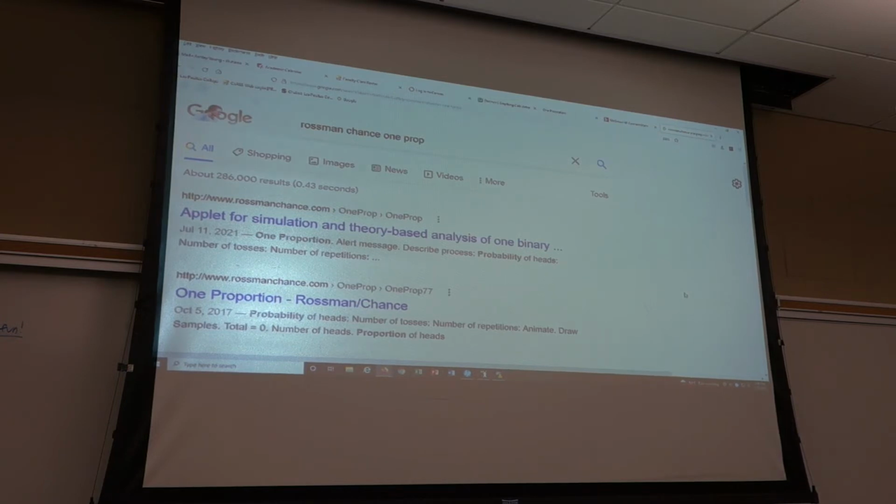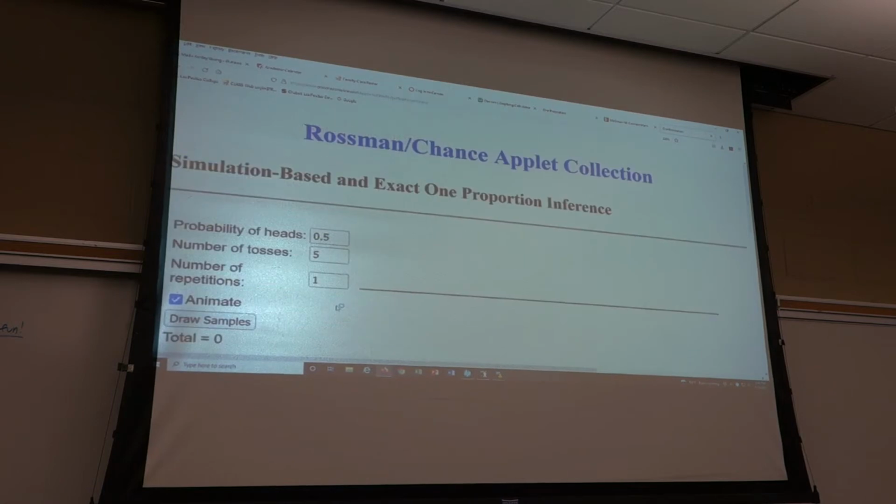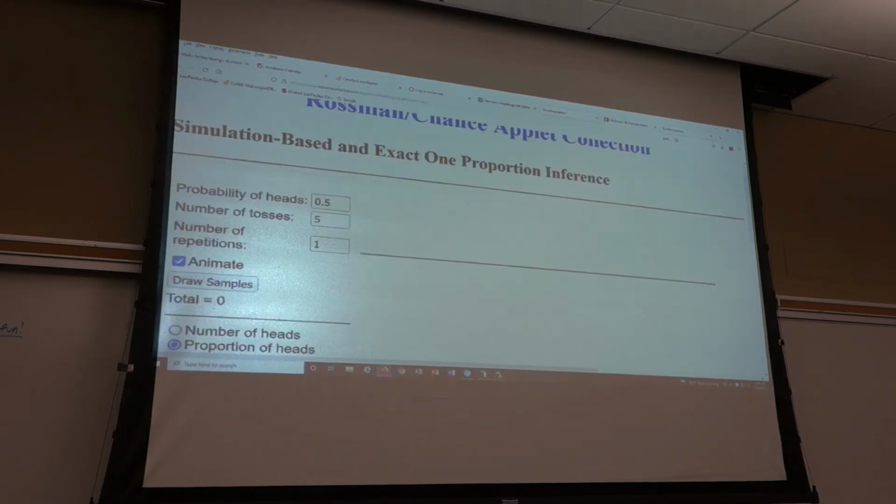What do you have, Ryan? Oh, okay. All right, so then pick the one. I think it's going to be this 1 proportion one here. So I'm going to click on that. Yeah, that's the one. All right, so here it is here. And probability of heads is what? 50.